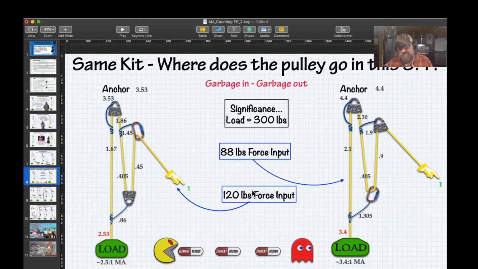So what that means in real-time force, if I'm lifting a 300-pound load, is that on the inefficient system where I have the carabiner next to my haul lines, I'm looking at 120 pounds of force to input to get that moving. On the position where I have a more efficient pulley, that goes down from 120 to about 88 pounds of input force, just by changing the position of where the pulley is in the system. So garbage in, garbage out. Try to make it halfway decent in and it maintains somewhat decent out.